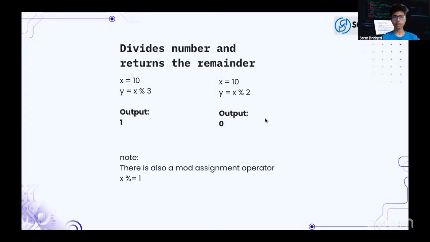In this example, x is equal to 10. 10 divided by 2 is going to be 5 with no remainder, so the output is 0. So y would be 0. There is also a mod assignment operator. So like x mod equals 1, and then the result will be stored into x.